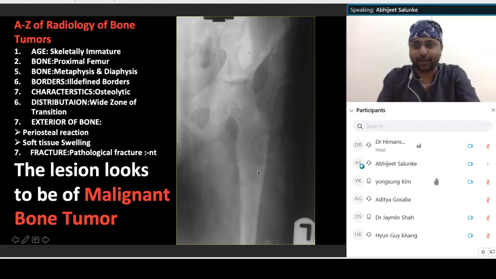So it will be a very good habit that we read an X-ray with this mnemonic A, B, C, D. And externally, there is a periosteal lesion. So radiologically, it doesn't fit into a benign tumor criteria. So we have to evaluate the patient with X-ray, followed by MRI, followed by biopsy. Don't directly jump into surgery.